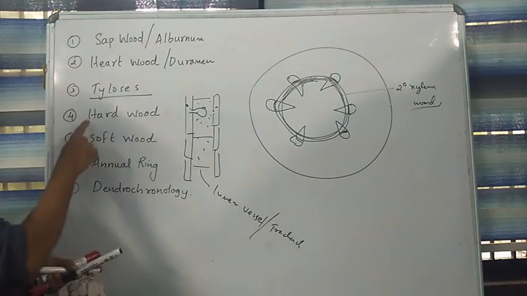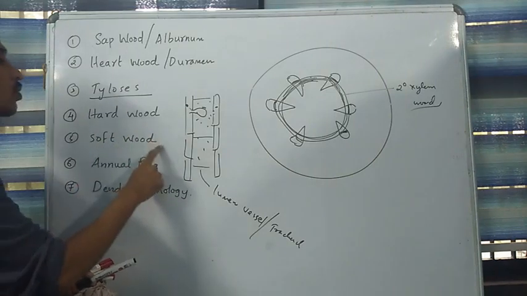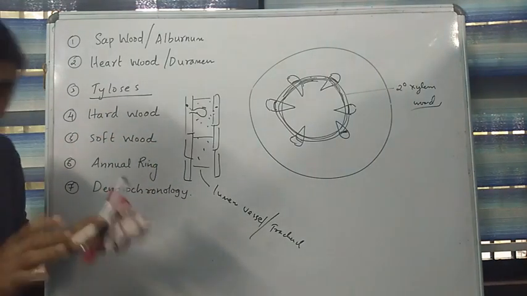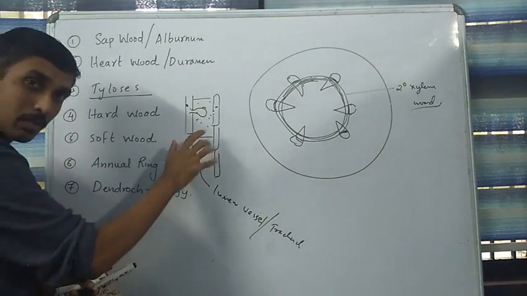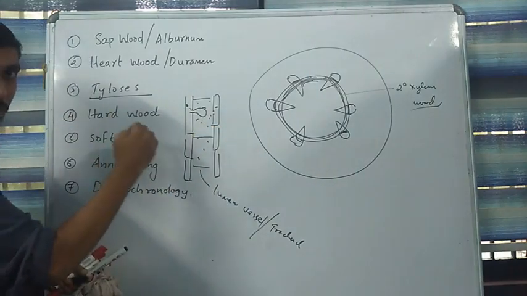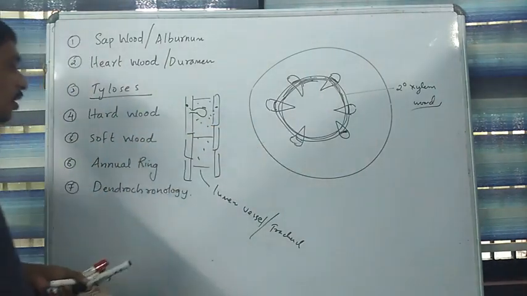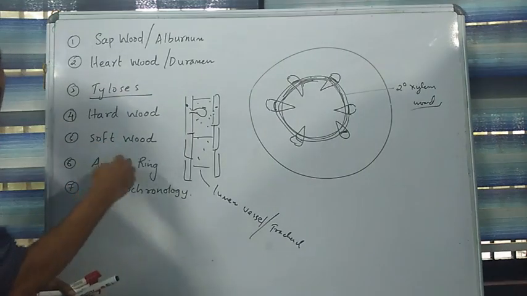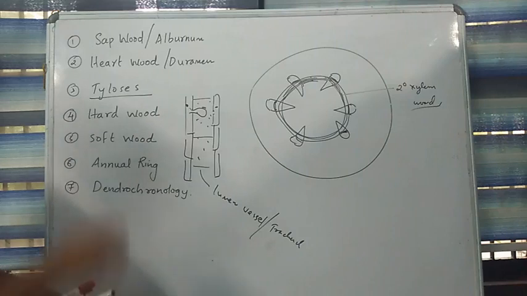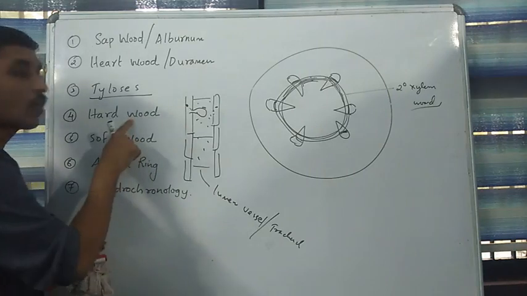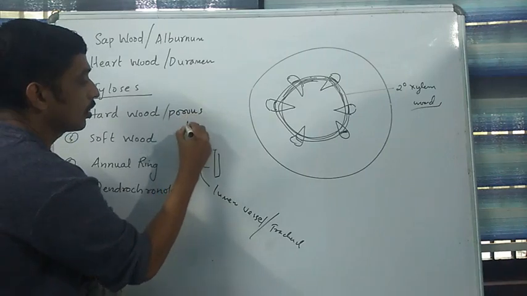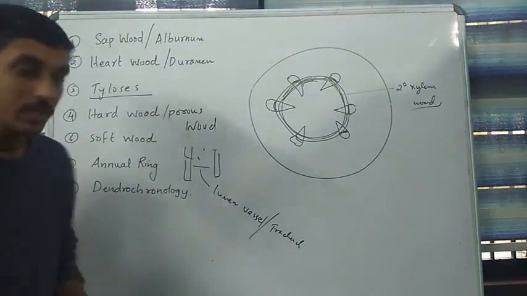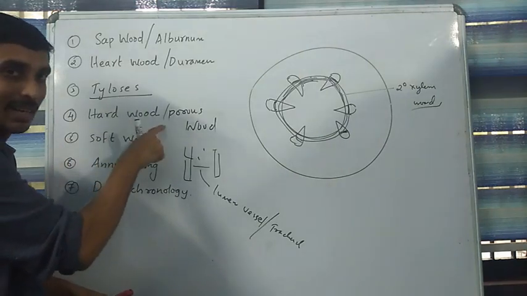Next, let us move into the fourth topic, that is hardwood and softwood. In simple terms, the secondary xylem produced by dicot angiosperms is called hardwood. Whereas the secondary xylem produced by gymnosperms is called softwood. And this hardwood is also called porous wood, because dicot secondary xylem is called hardwood.